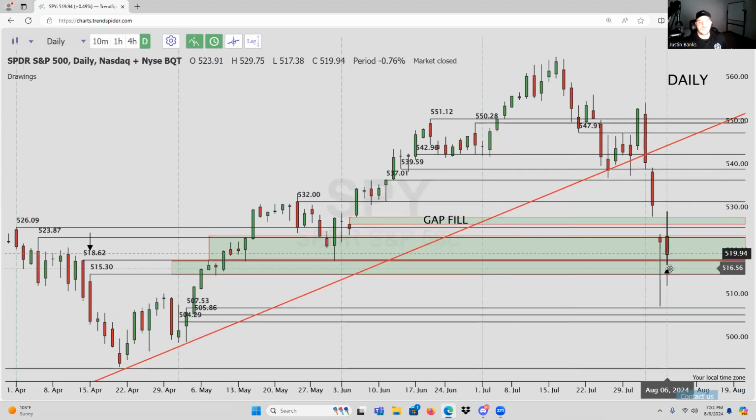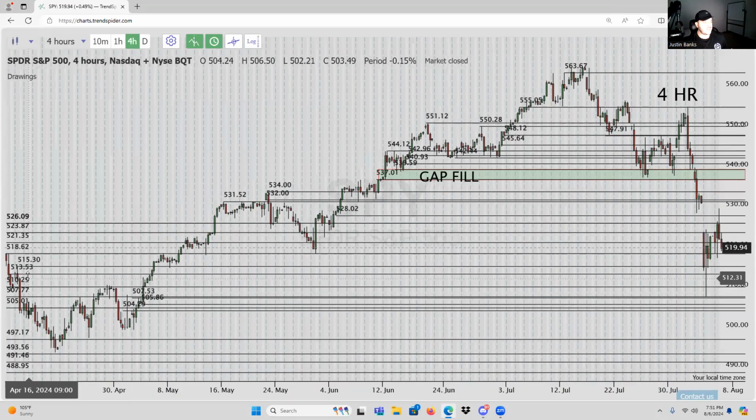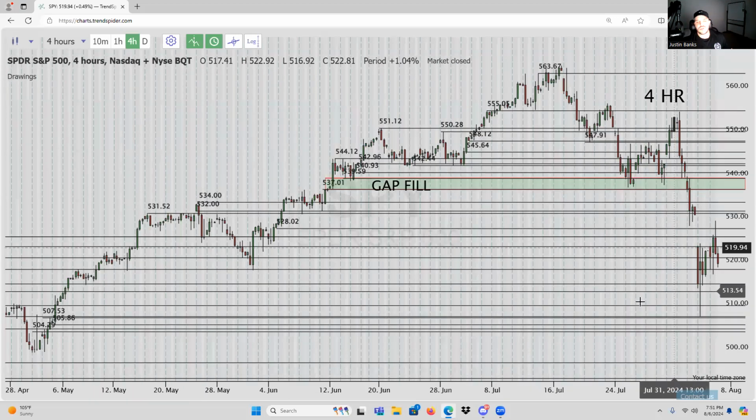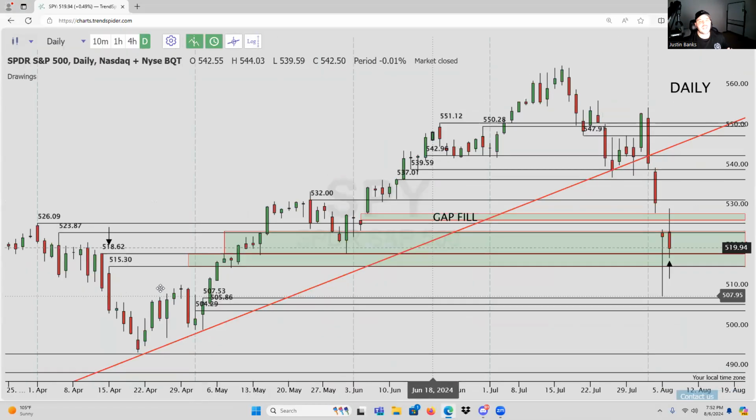Obviously, we could have headed lower. 515 would have been another area of interest. And as you guys know, other areas of interest down at 513, about 508, 507, 505, to the downside. But if we look on the daily, that 518 was that big level of interest. So once I saw in the morning that we were holding, I knew that risk to reward was now there.